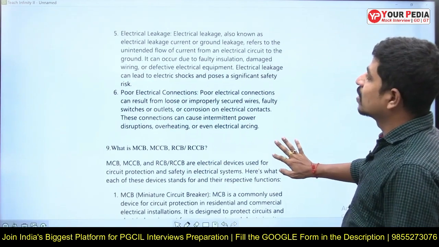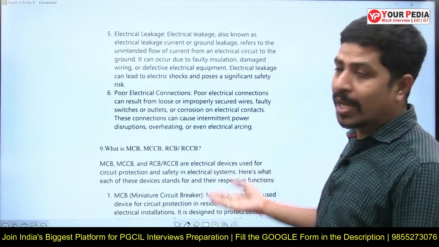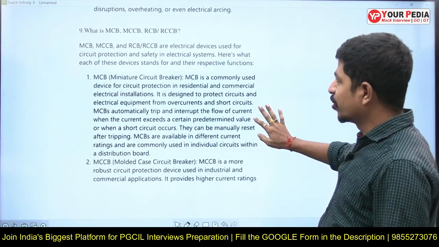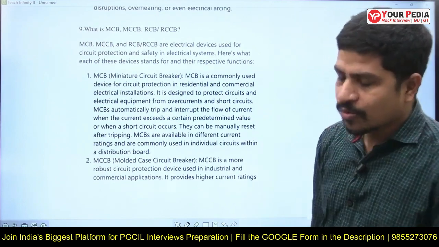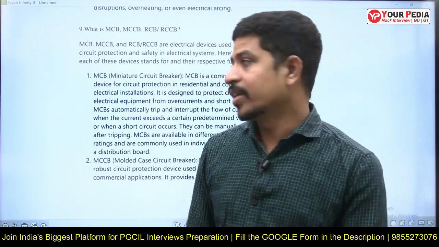These are also types of possible faults: electrical leakage and poor electrical connection. Do you know what electric leakage is? If current is flowing in an unintended path. See, leakage means unwanted flow. It is called electric leakage, right?